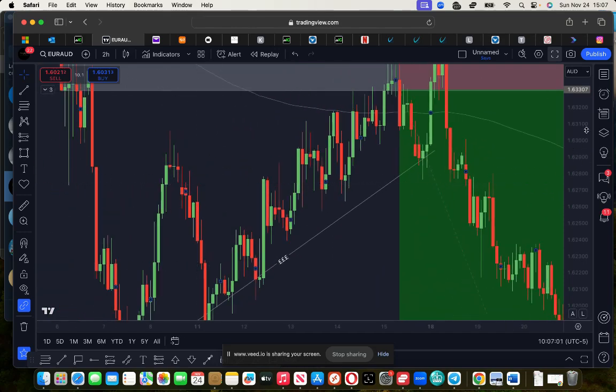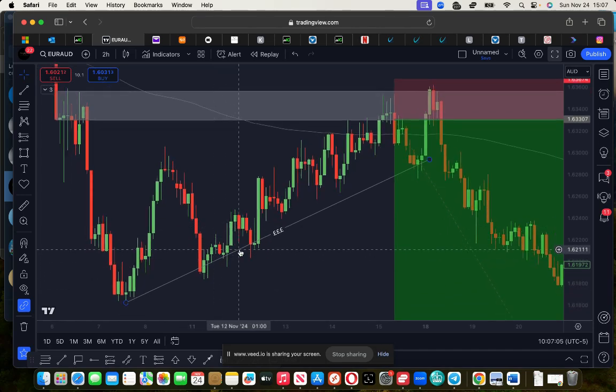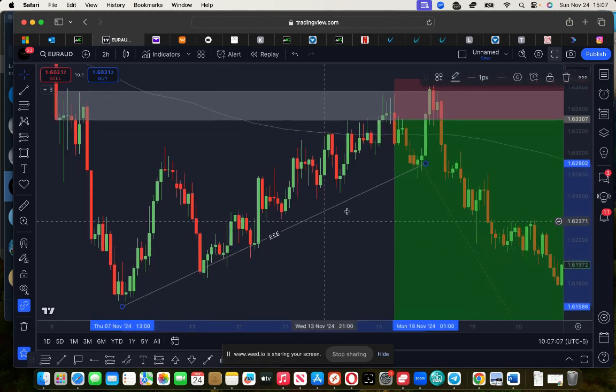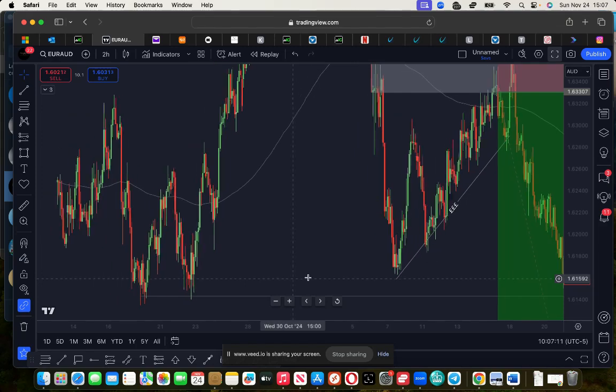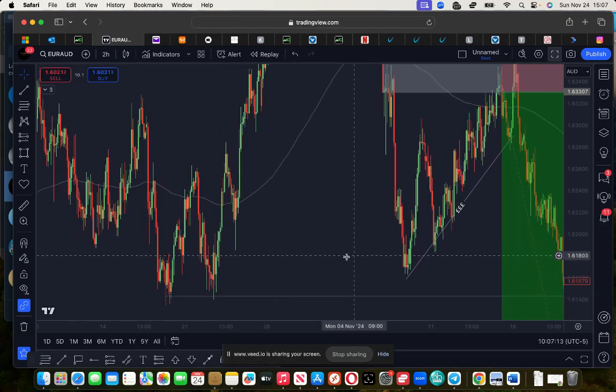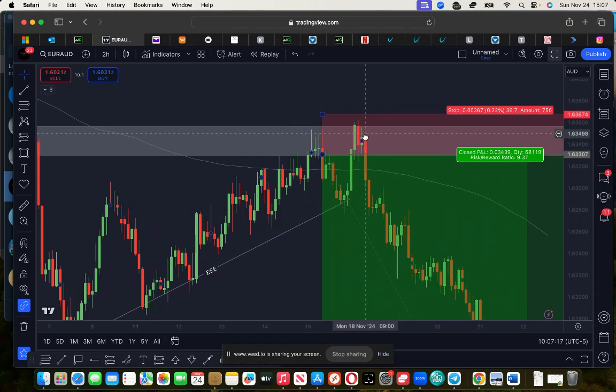Then while that was happening, I identified this level, this bunch of liquidity pool around here. And I expect all this liquidity to be taken into this level right here. So what happened again? Market pushed back to the upside, right? A lot of people would have been stopped out if they had moved their stop loss to break even. But that is not a problem.